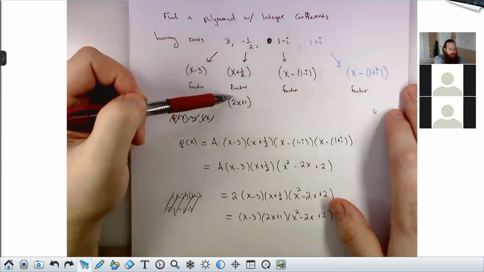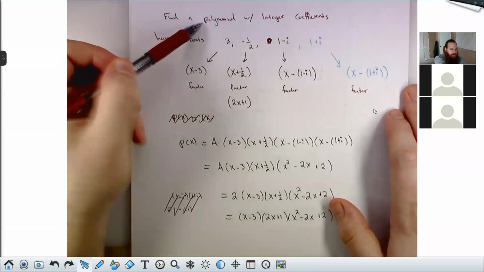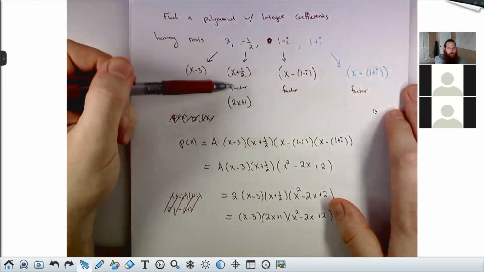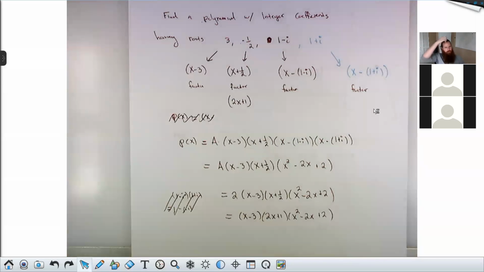And then if you want an integer coefficient polynomial to have a fraction root, you can always do it like this rather than like this.